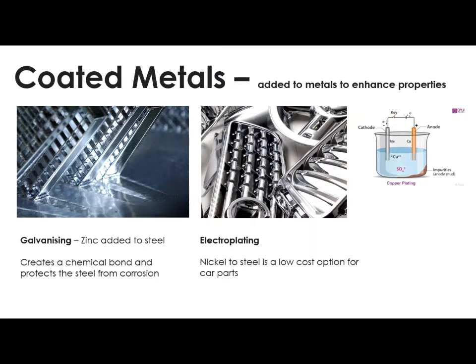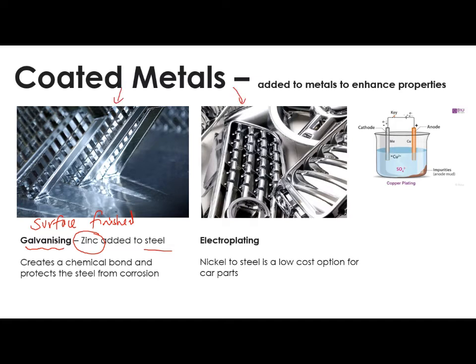Right, the last couple we're going to talk about. This one is coated metals. Now, this isn't very complex, and we may have covered this before in surface finishes, but this is basically coatings that are added to metals to enhance their properties. So things like steel, which would usually rust if it was left outside, has zinc added to it, and this is called galvanizing. It creates a chemical bond which protects the steel from corrosion. So that is an example of a coated metal.